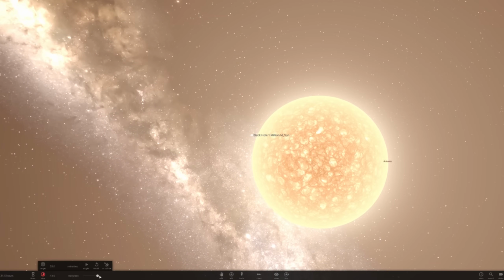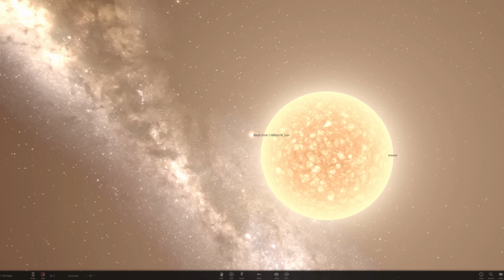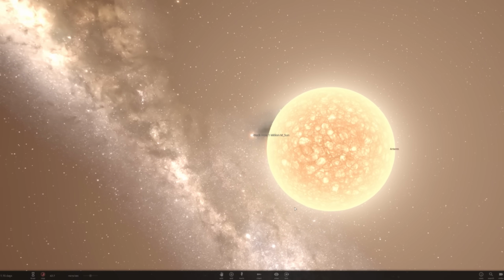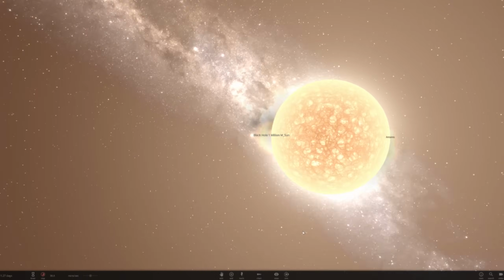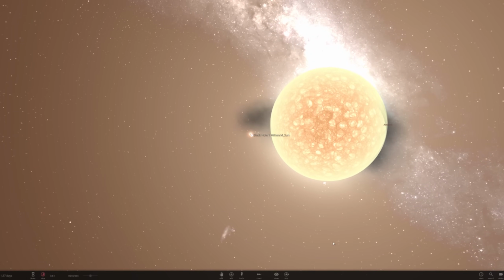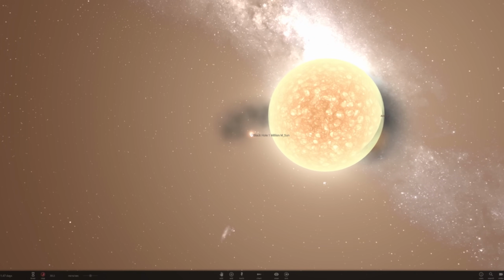Now watch what happens when we put this super massive star by it. You can see the black hole sucks off some of the gas and plasma from the star as the star orbits the black hole.